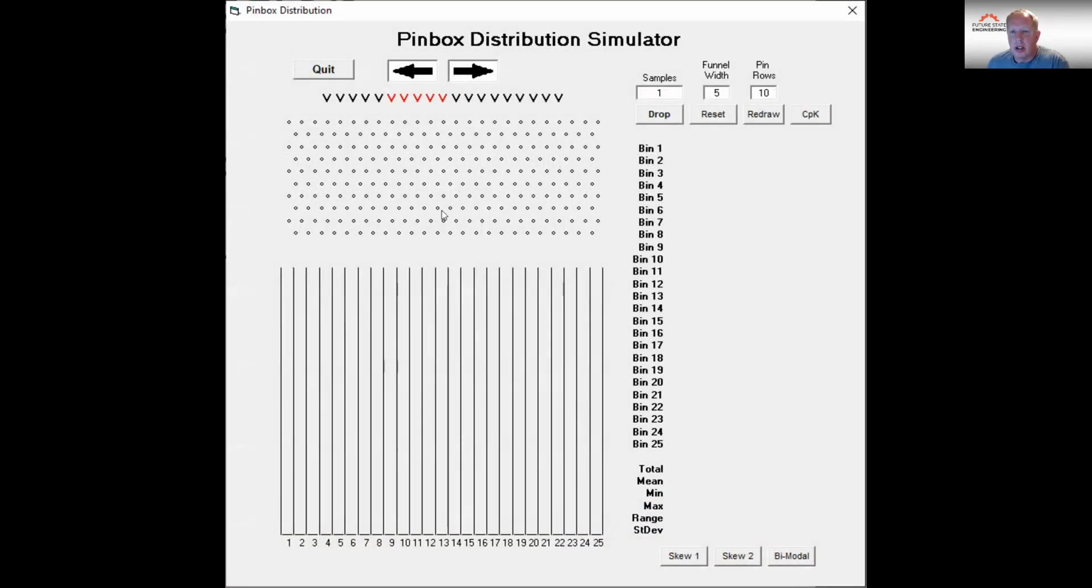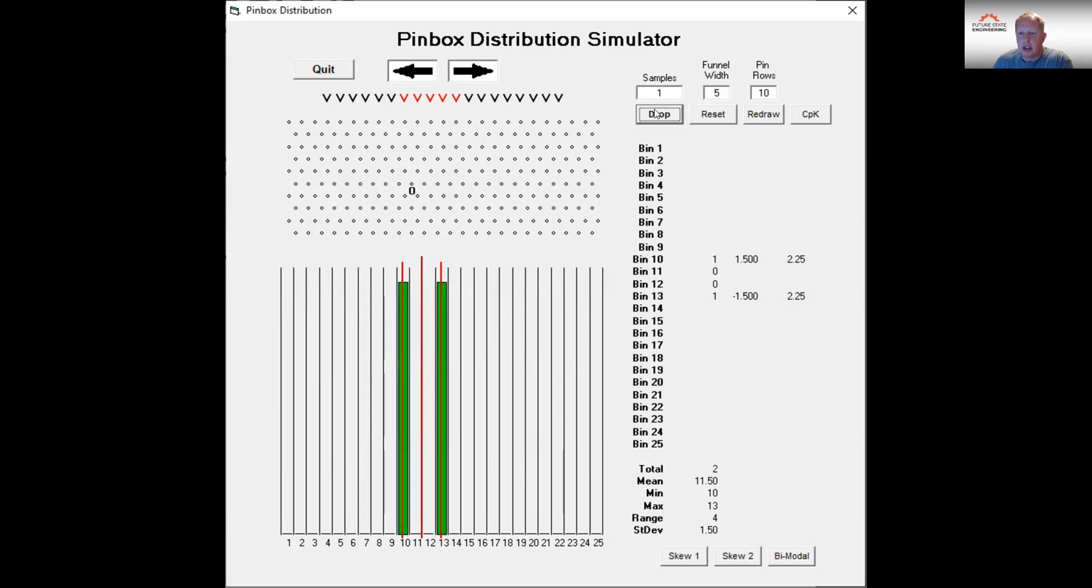So what I have here is a simulator that simulates a process. It doesn't matter what the process is. We have different variables in the process. I have this funnel up here where I can change the position of the funnel. I have pins that are configured a certain way, and then I have these slots that are numbered. And what happens is when you run the process, a component goes through and falls into a slot. So I can just continue to run the process and take data on the process.